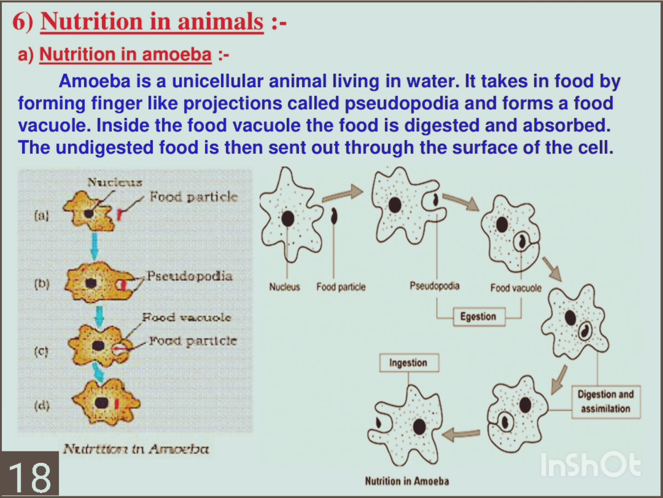You can see a picture here, nutrition in amoeba. The pseudopodia is catching the food. The food particles are coming near to it. The finger-like projections take the food, and then the food particles enter the food vacuole. From there, whatever nutrients the amoeba needs, it takes, and the waste products are removed out of the amoeba through the cell. This is how nutrition in amoeba takes place.